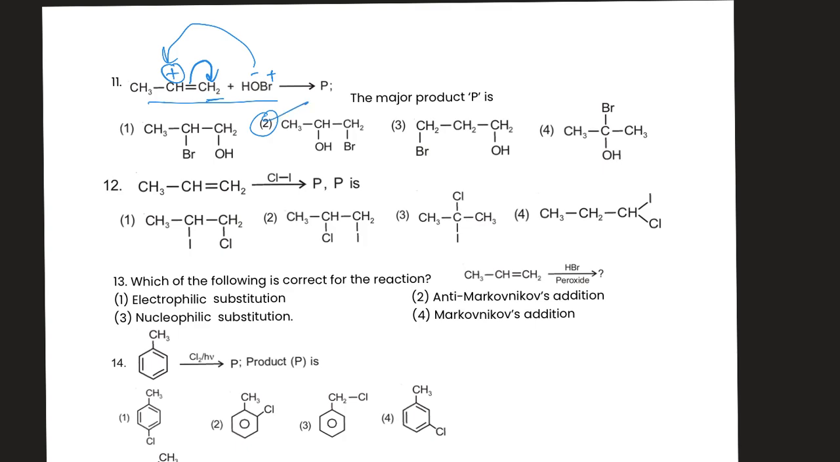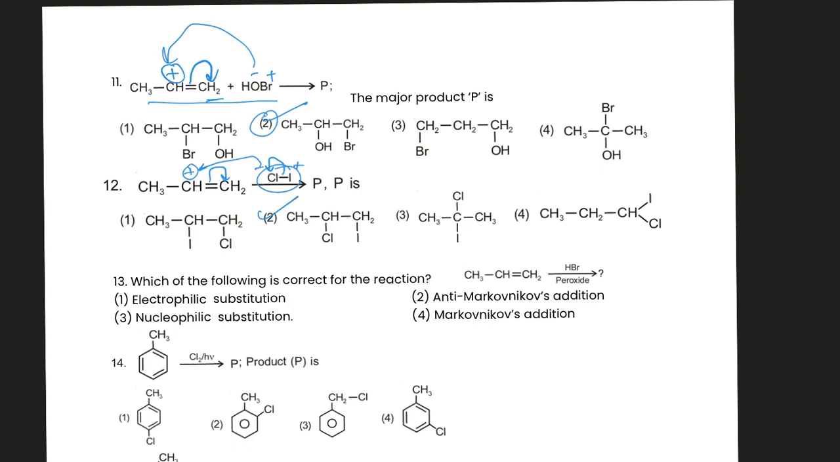Now, the 12th question: propene reacts with Cl. Between these two, which is more electronegative? Chlorine is more electronegative. That's why the bond shifts toward the Cl. Therefore, Cl minus and I plus. Same thing: when the pi bond shifts towards the CH2, a secondary carbocation forms. Then Cl minus attacks the secondary carbocation. Then Cl at the second position, which option is that? That is also the second option.